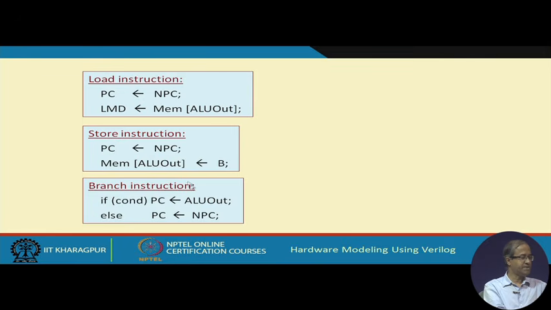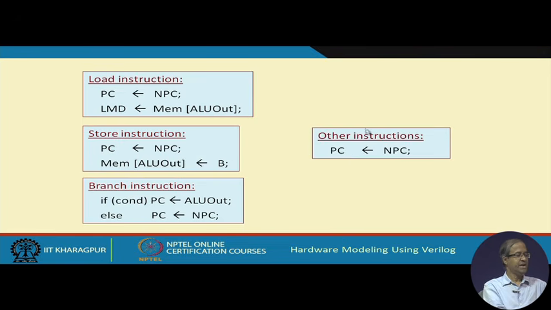And for branch instruction, in the earlier stage you have already computed cond. So, now you check if cond is 1, then there is a branch. So, the new value of address you have calculated goes to PC, or otherwise NPC, just the next instruction, goes to PC. This is what is done during the MEM stage. And for all other instructions, you just copy NPC to PC.